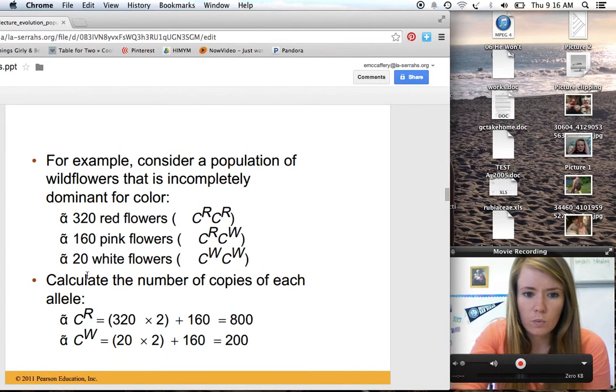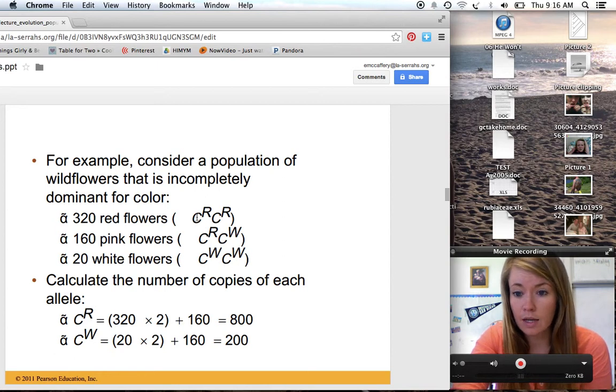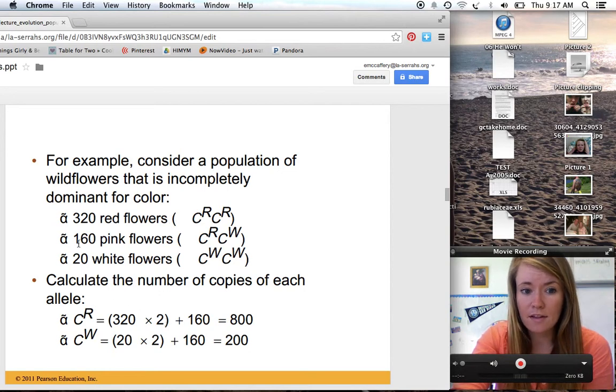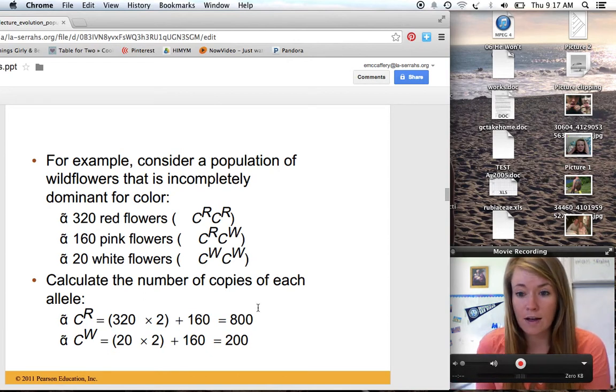Here's how we calculate the frequency of the red allele. We look at the number of homozygous red individuals, it's 320. These guys each have two copies of the red allele, so we do 320 times 2. And then there's 160 individuals that have one red allele, so plus 160 gives us 800. So 800 red alleles in this population of 500 individuals.